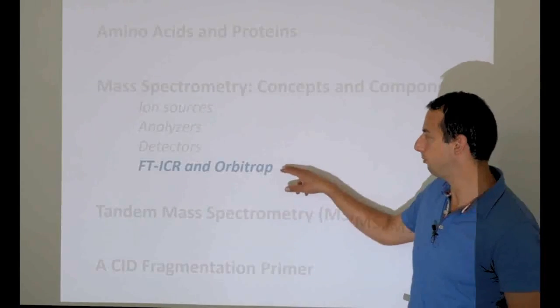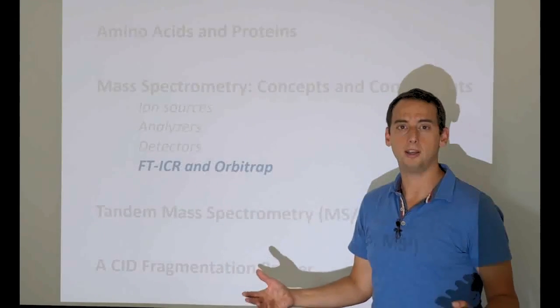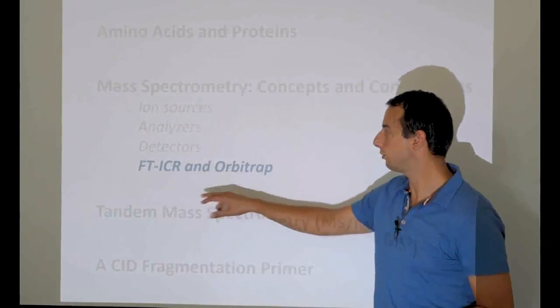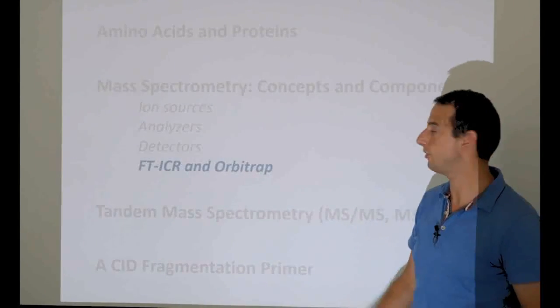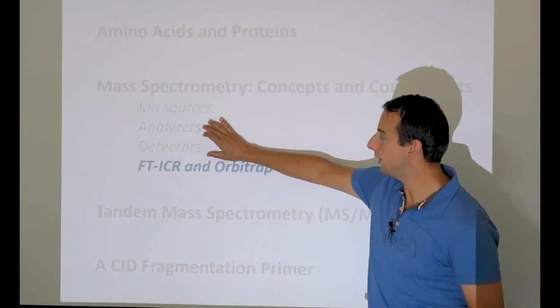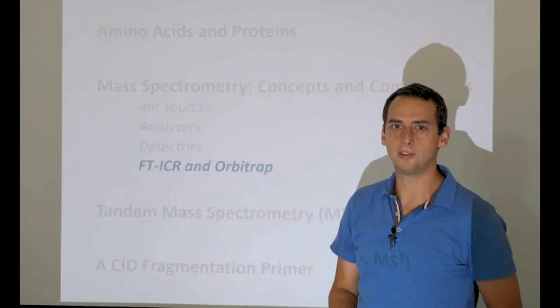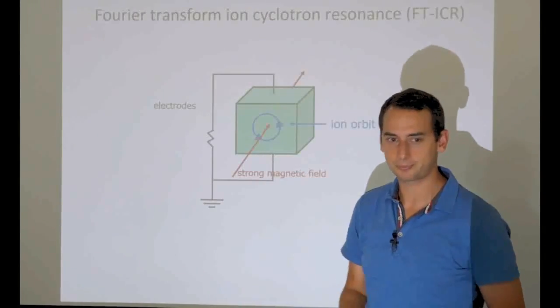Now we come to two special beasts, and that will sum up our entire talk about the instrumentation: the Fourier transform ion cyclotron resonance, and Orbitrap instruments, because as I said before in the previous lectures, they actually combine analyzer and detector in a very interesting way. So let's go and look at these very fancy instruments.